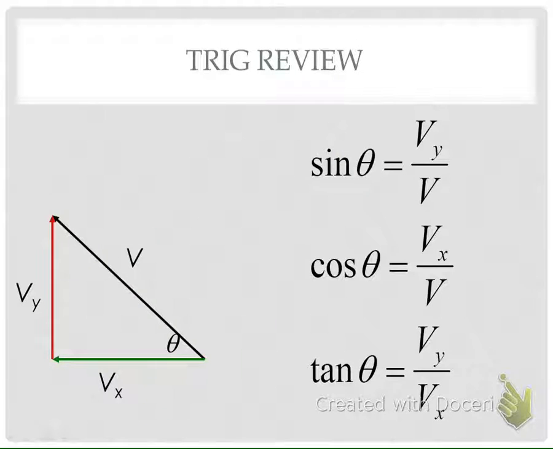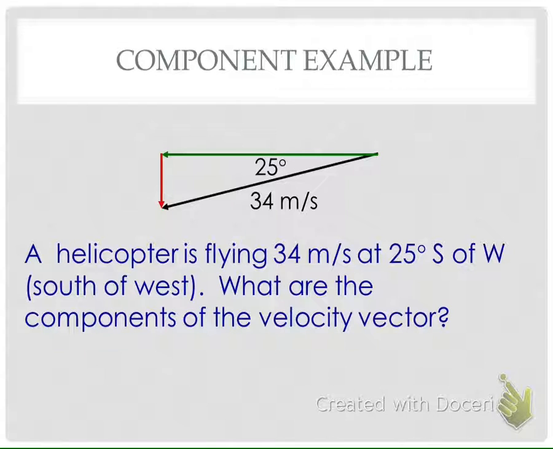Okay, are we good with our trig functions, sine, cosine, tangent? Okay, I think everybody looks pretty good on this. Okay, a helicopter's flying 34 meters per second at 25 degrees south of west. What are the components of the velocity vector? So I want you to solve for x and y by yourself.